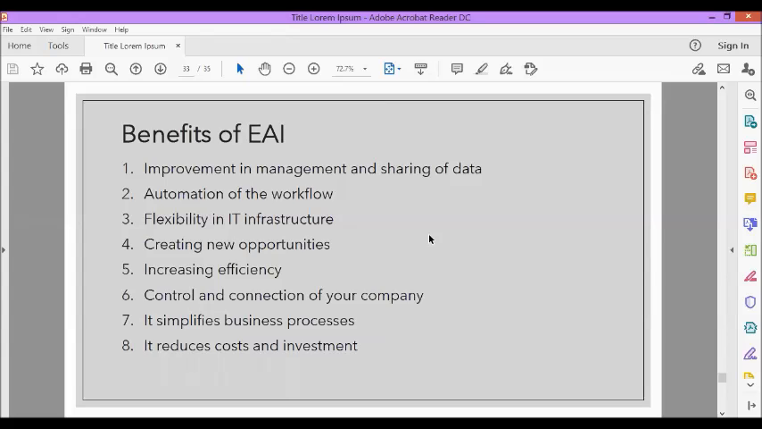Second, the benefit is automation of the workflow. So for instance, you can utilize the customer relationship management system, wherein customer data is used to start an email marketing campaign and create reports to assess its efficiency. The EAI platform improves business processes as well as enhances transparency of financial flow. Third benefit is flexibility in IT infrastructure.